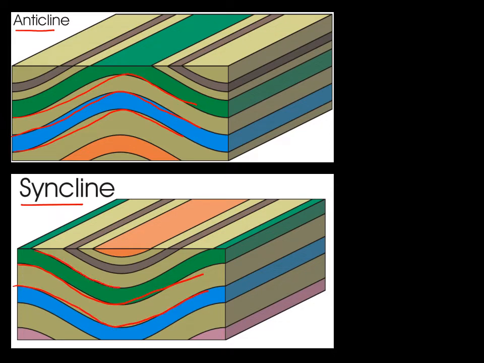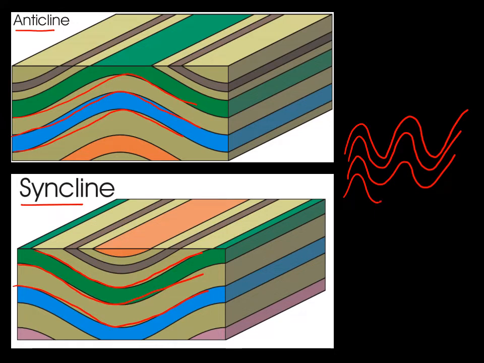Syncline for sink shape. Sometimes you'll find rock layers which have started out flat, but you find them like I'm drawing here, that have both anticlines and synclines. Sometimes you'll find cases where you just see a single anticline or a single syncline. You can have both, you can have either.